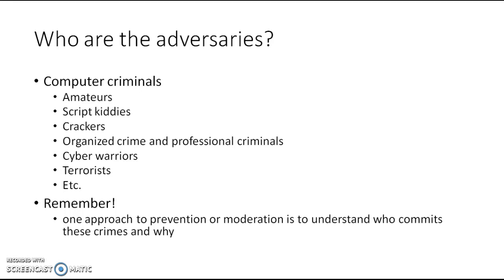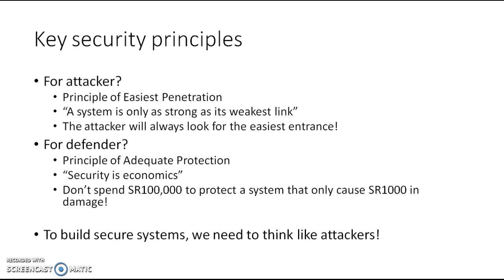Remember, one approach to prevention and mitigation is to understand who commits the crimes and why. This is an important thing, that you must know the root cause for launching an attack and how we can prevent it and why they did it. So this is very important, that who did it and why did it. This is the most important thing. And then we can see security principles.